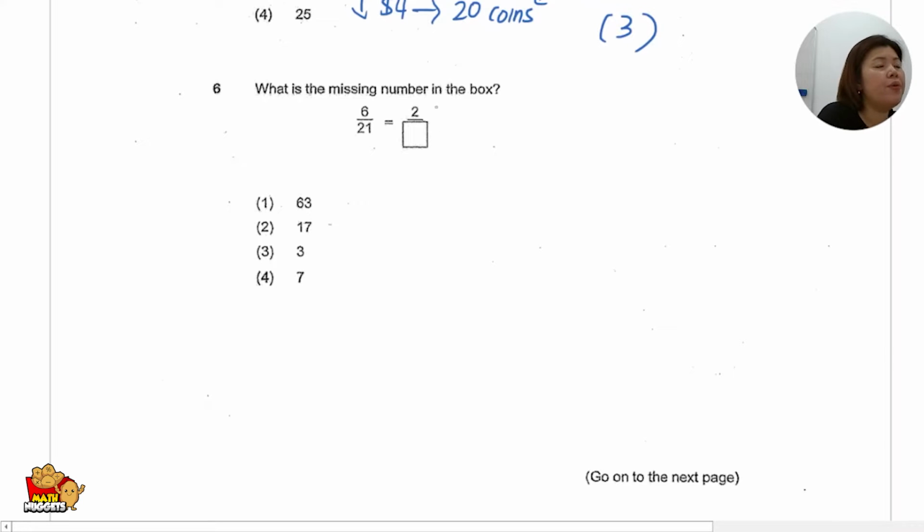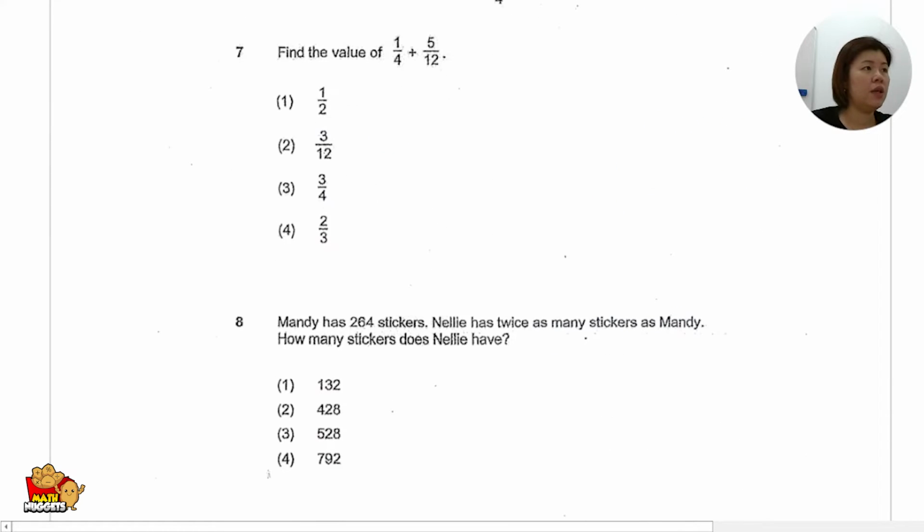Okay, let's move on. We look here, you ask yourself 6, how come to become 2? So it's 6 divided by 3. So if divide by 3, here also divide by 3, you will get 7. Okay, let's move on. Next one.